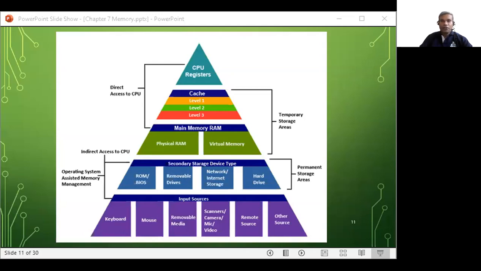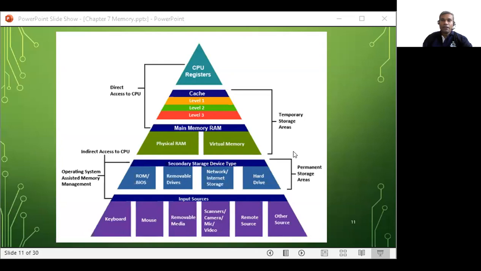Then you have what is called the main memory or the RAM. When you talk about the memory, usually what you think about by default is the RAM. Now RAM has two components, physical RAM and the virtual memory. We'll talk about the virtual memory later in this session. So that's the next layer.